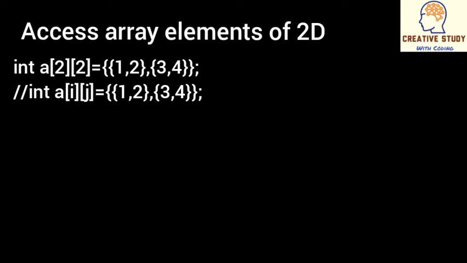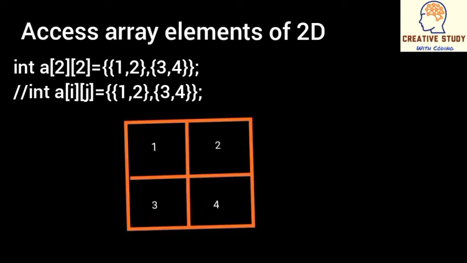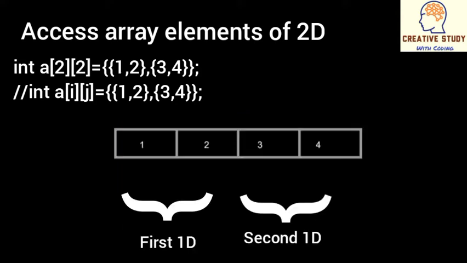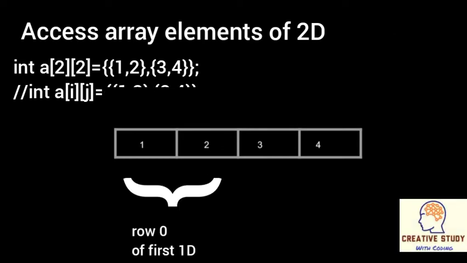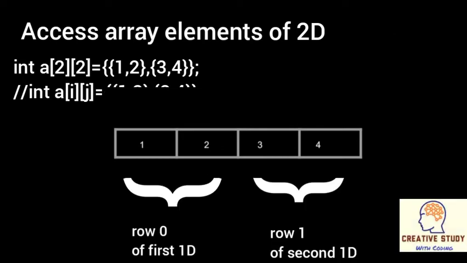Now let's access the array elements of a two-dimensional array. This is a two-dimensional array having two rows and two columns, or we can say it is an array of arrays. So there are two one-dimensional arrays and each of them contains two elements, and this is stored sequentially in the memory like this. And the address of A[i][j] will be equal to A plus i plus j. So this is row 0, the first one-dimensional array, and this is row 1, the second one-dimensional array.